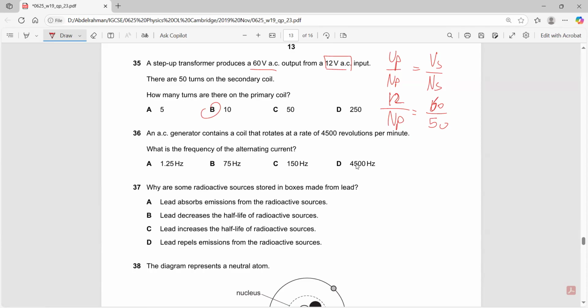An AC generator contains a coil that rotates at a rate of 4,500 revolutions per minute. What is the frequency of the alternating current? Can I find the frequency? Yes. Frequency would be basically the number of revolutions per minute, 4,500. Frequency is the number of waves per second, right? So 4,500 divided by 60, because you have to divide by the amount of time in seconds, which will give you a frequency of 75 hertz.